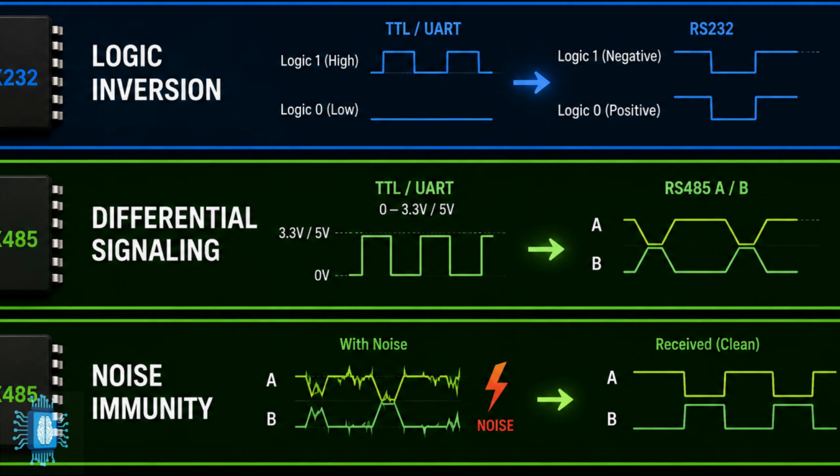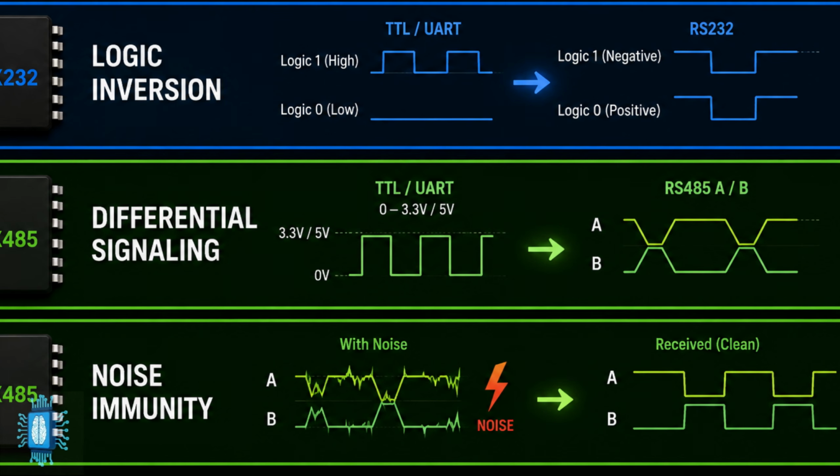The MAX485 also has two primary functions. First, it converts the single-ended UART transmit signal into a differential signal for transmission over the A and B lines. Second, it converts the received differential signal on the A and B lines back into a standard UART logic signal.